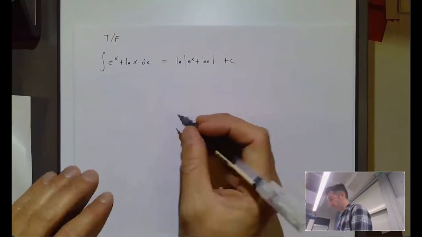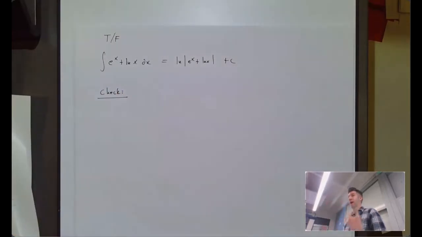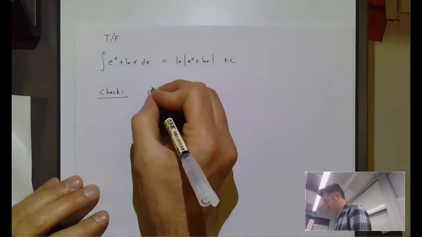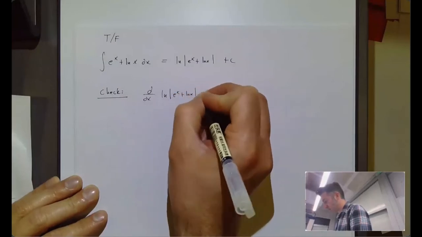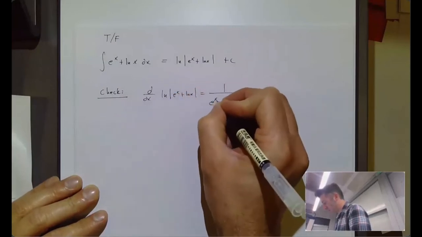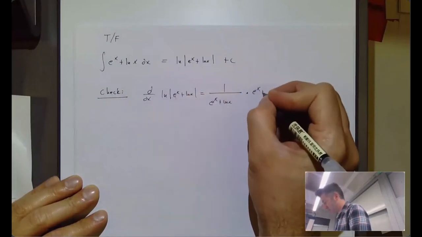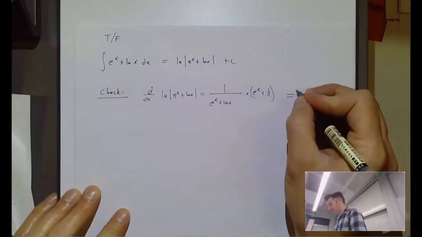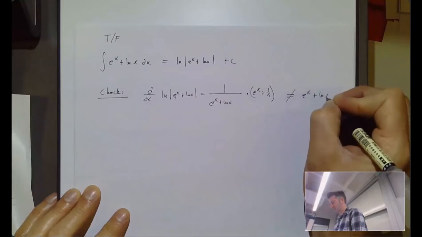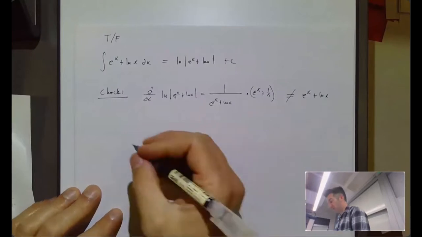Right. So let's see. And typically this is what's intended if they're asking if an integral is equal to something else: take the derivative of something else. The derivative of the natural log of e to the x plus natural log of x is going to be 1 over e to the x plus natural log of x times the derivative of that, which is e to the x plus 1 over x. I'm pretty sure that's not going to end up equaling e to the x plus natural log of x. Seems like a big jump to get there. So no, this is false.